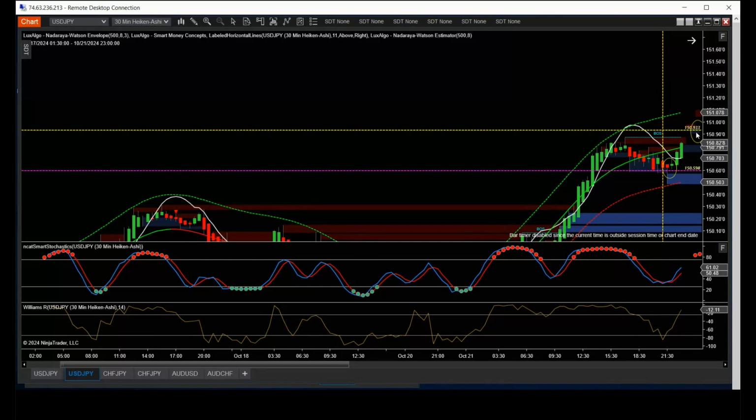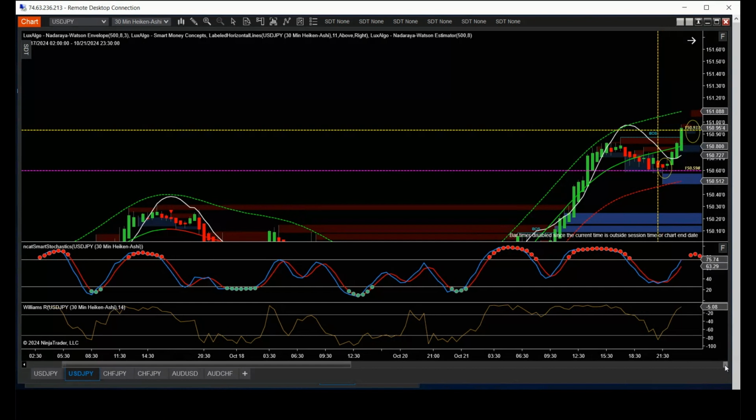Now, 159.33 is exactly what we're looking for. And at this point, as we're starting to get into 9:30, 10:30, 11:30 Eastern time, you can just let this run. But in this case, we got our first target right away, right at 150.933.